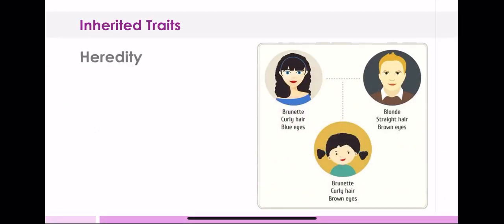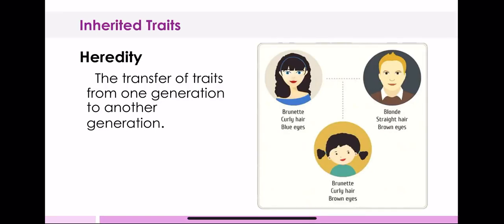All right, let's start by answering the question, what is heredity? Heredity is the transfer of genes from one generation to another generation. In the example provided, parents represent the first generation and the child would represent the second generation. And you can see we're tracking their hair color, hair texture, and eye color as passed on to the offspring in the second generation. So heredity, the transfer of genes, or traits, from one generation to another generation.